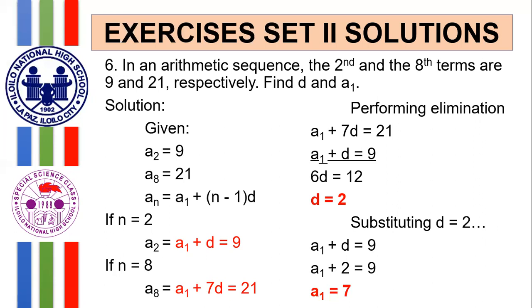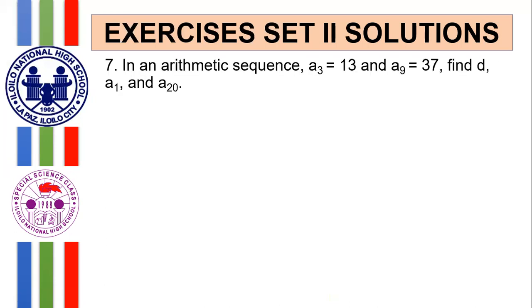Number 7. In an arithmetic sequence, the third term is 13 and a sub 9 equals 37. Find d, a sub 1, and a sub 20. So if you could notice, the format of this is kind of similar to number 6. It's just that we are looking for the value of a sub 20 as an additional requirement.